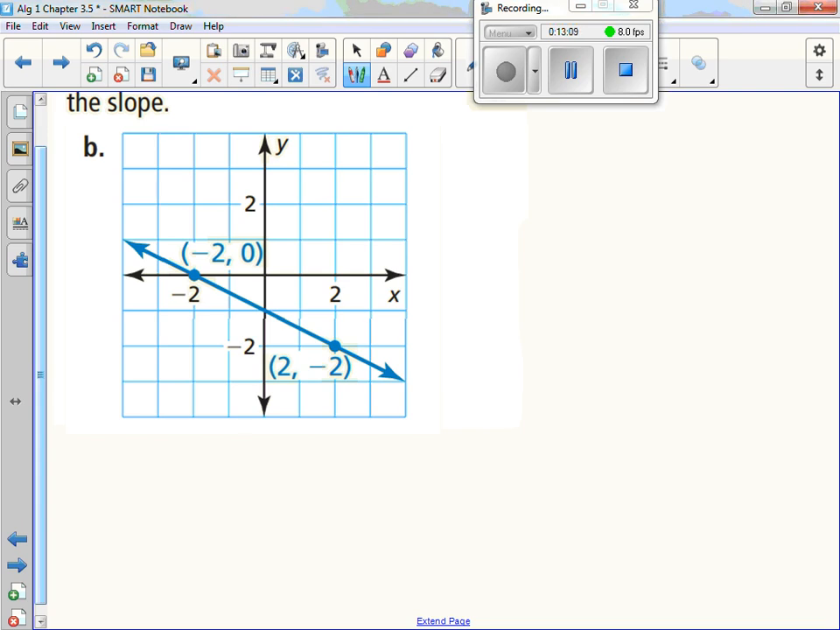So looking at this here, how would we describe the slope? The slope would be what? What do we think the slope would be for this here? It would be negative because it's going what? Down. The slope is negative.